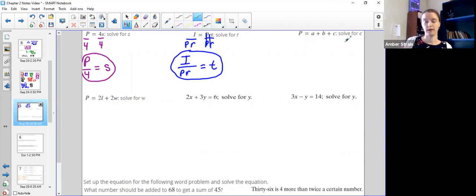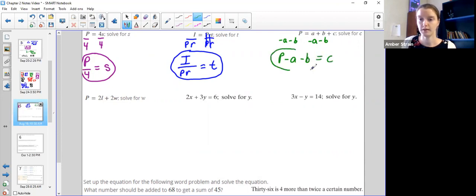Okay, now this one, if they wanted c all by himself, all alone over here on this side of the equal sign, then I have it added to a and b. So I want to cancel these additions by doing a subtraction. This positive a would cancel with a negative a. This positive b would cancel with the negative b. Same thing to both sides. So p minus a minus b would be equal to that c all by himself.